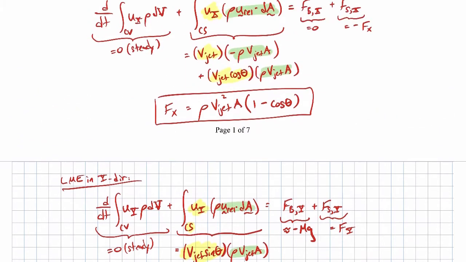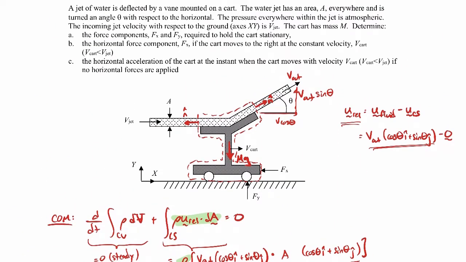Now part B of the problem, let's go back up here. What's the horizontal force component if the cart moves to the right at a constant speed v cart? So now the cart's headed to the right at a constant speed. Now to solve this part of the problem, we'll still apply the linear momentum equation again. But before we do that, I'll change my coordinate system. I'm going to put my coordinate system on the cart. So I'll put it over here. I'll make this a little xy coordinate system and then put a little stick figure to indicate that I'm riding along on the surface of the cart for this part of the problem.